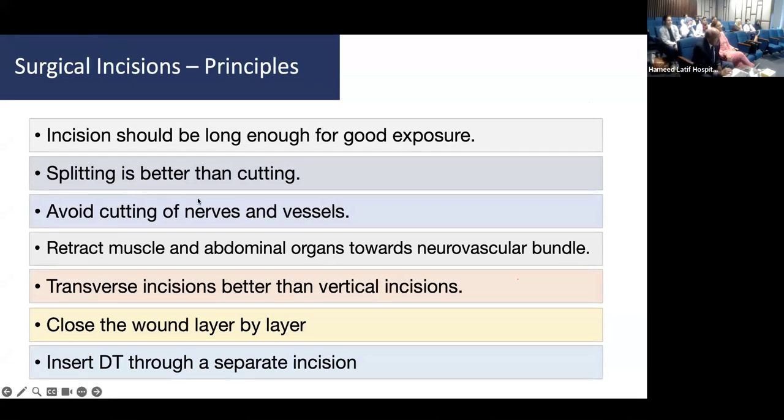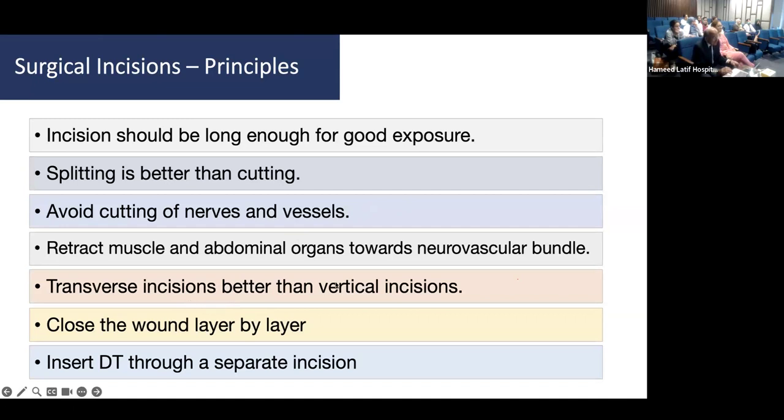It is better to split the muscles than to cut the muscles. And so far as required, one should avoid cutting nerves and vessels, and that can be avoided by stretching. Retract muscle and abdominal organs towards the neurovascular bundle from where they are coming. For example, the nerves are coming from laterally, so we can retract the muscles and the organs laterally, so that the neurovascular bundle does not get unnecessarily stretched.